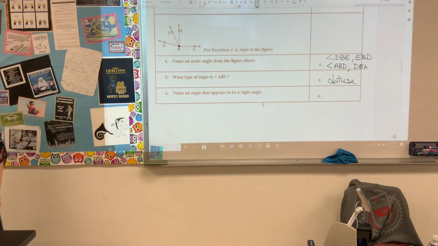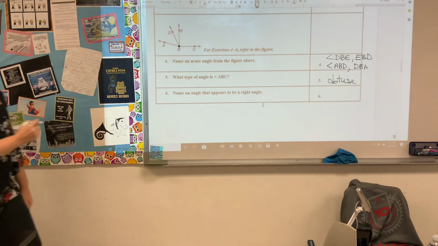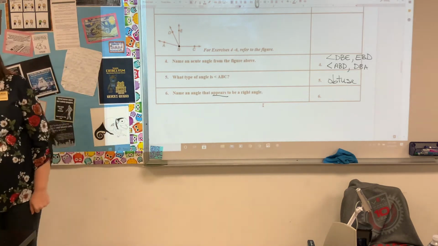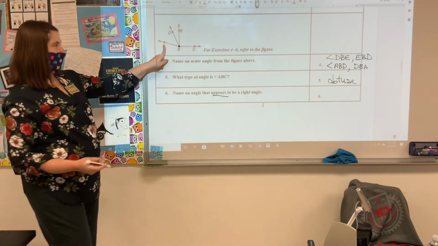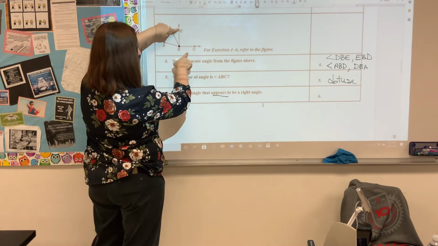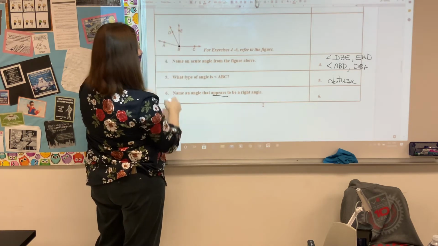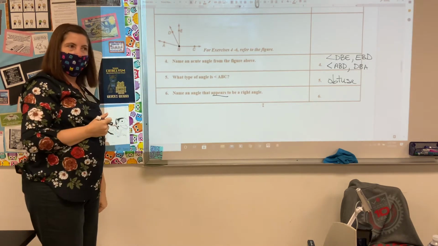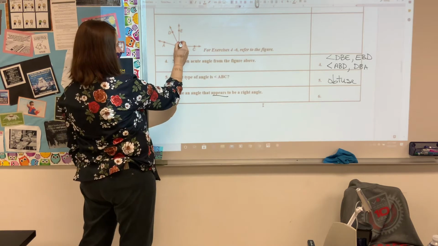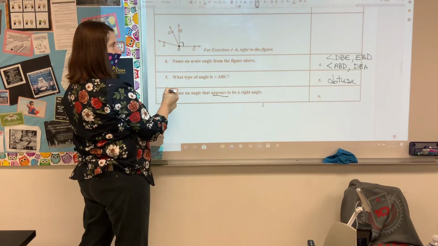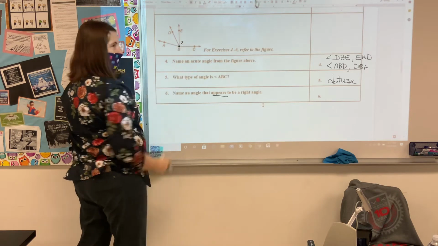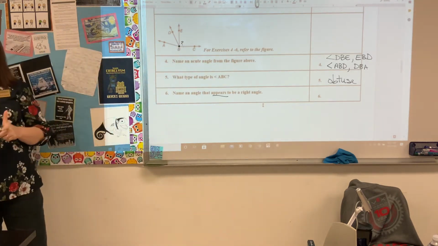Name an angle that appears to be a right angle. Notice I said appears. We don't know that it is. ABC? EBC. Oh, that sounds better. EBC or CBE. Do we know that it's a right angle? No. The only way we would know was if we had this, but we don't. We don't know really what that is. It just appears to be close to a right angle.